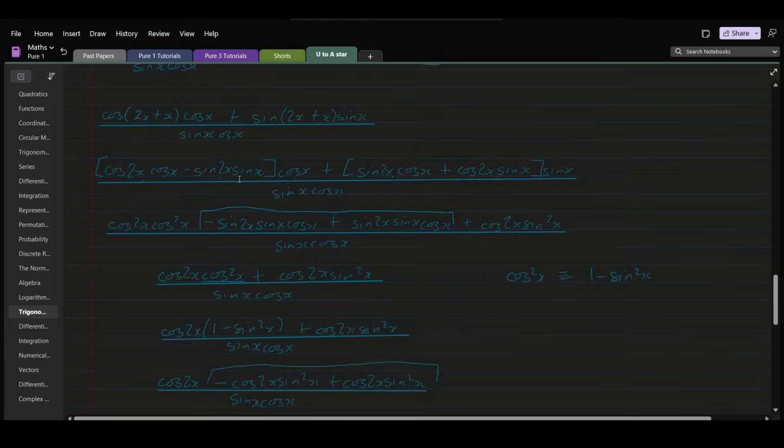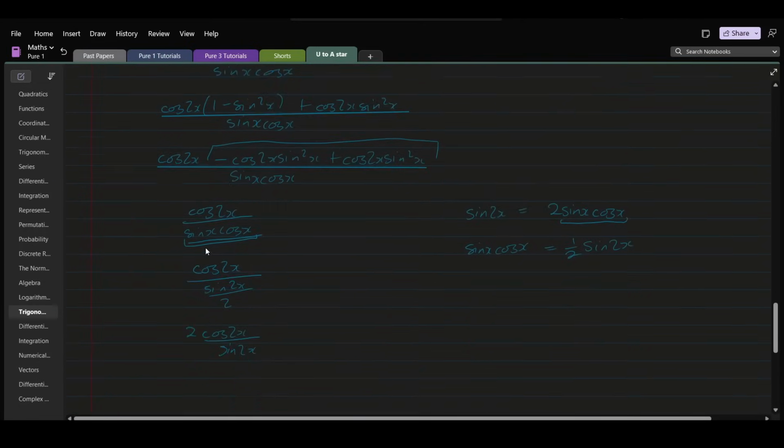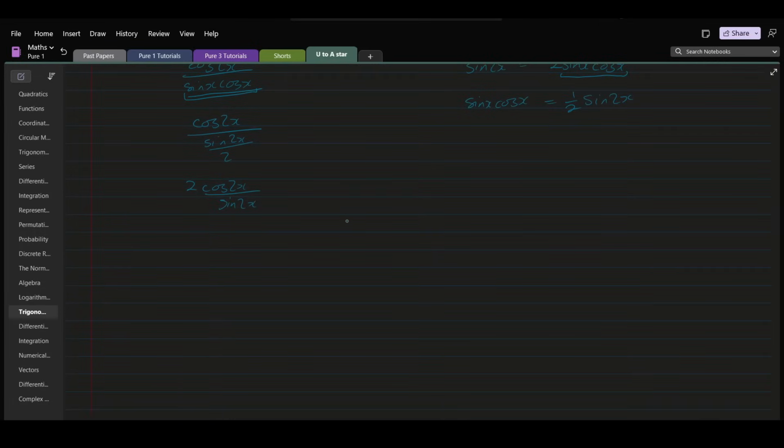which is exactly what we were trying to get to, right? That's 2 cos 2x over sine 2x here, and then that should simplify to give us that. So let's just show the working of how that then goes to cot 2x. So this then becomes 2 over sine 2x over cos 2x, which is 2 over tan 2x, and that gives us 2 cot 2x, and we have proved our identity.